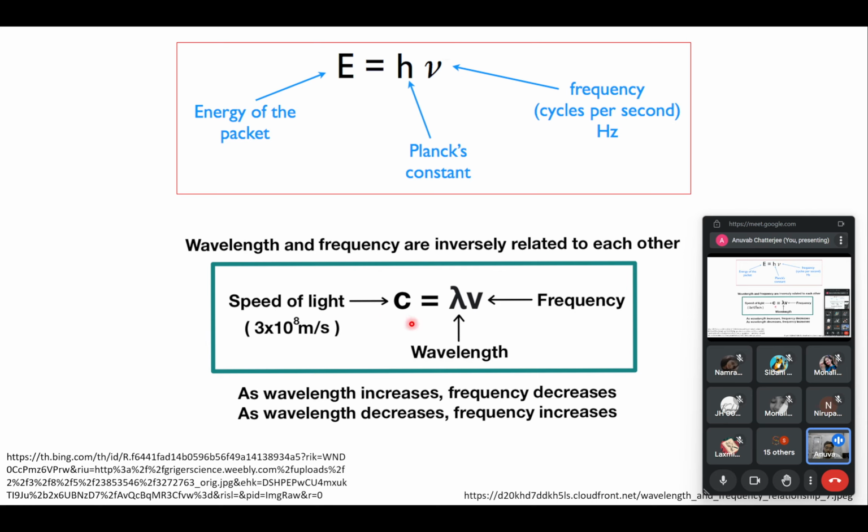Next, how are frequency and wavelength of electromagnetic radiation related? The equation is c, the speed of light, equals lambda times nu, where lambda is the wavelength and nu is the frequency. So as wavelength increases, frequency decreases. They are inversely proportional. This follows that energy and wavelength are also inversely proportional. So energy and frequency are directly proportional, energy and wavelength are inversely proportional, and wavelength and frequency are also inversely proportional.